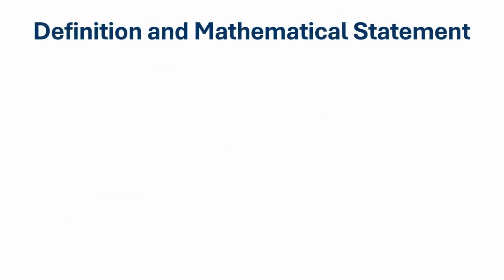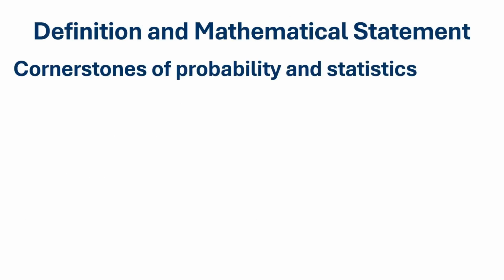The strong law of large numbers is actually one of the cornerstones of probability and statistics. It basically guarantees that under certain conditions, the sample average converges to the expected value almost surely as the sample size becomes infinite. Let's define the strong law of large numbers formally.